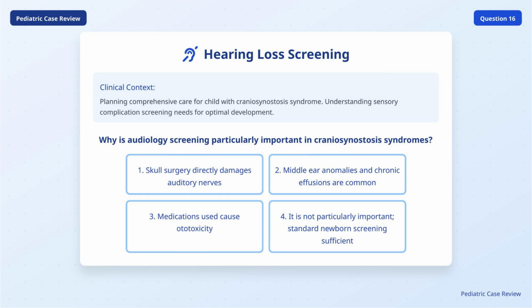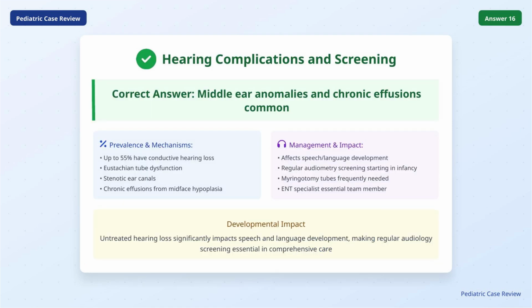Option 1. Skull surgery directly damages auditory nerves. Option 2. Middle ear anomalies and chronic effusions are common. Option 3. Medications used cause ototoxicity. Option 4. It is not particularly important. Standard newborn screening is sufficient. The correct answer is middle ear anomalies and chronic effusions are common.